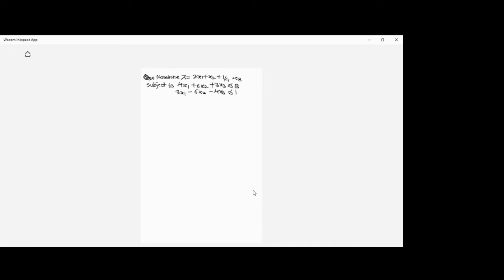And next we have 2x1 plus 3x2 minus 5x3 greater than or equal to 4, and x1, x2, x3 greater than or equal to 0. So this is the numerical that we have got, and we have to solve it by the two-phase simplex method. So let's try and solve this numerical, right?